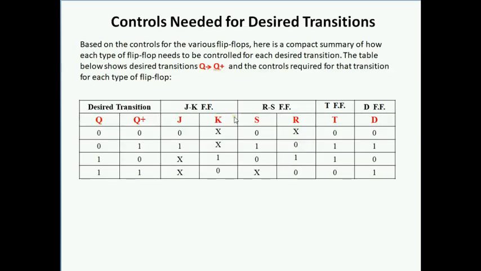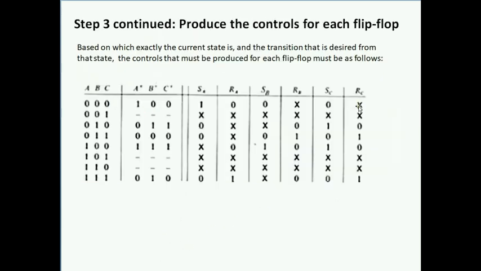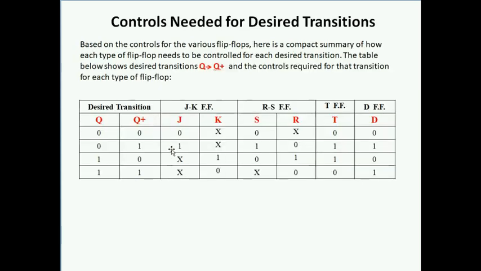Going back here, I see that for an RS flip-flop, for a 0 to 0 transition, I need these controls. Therefore, those controls are going to be over here. If you're looking at a 0 to 1 transition, again, flip-flop C goes from 0 to 1 over here. A 0 to 1 transition for a flip-flop that is of type RS requires controls 1 and 0.